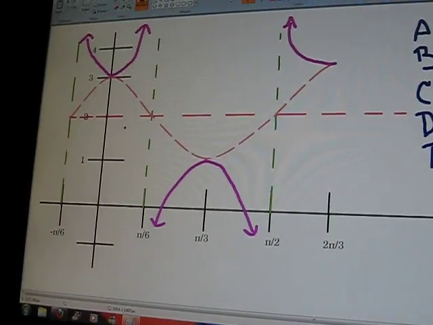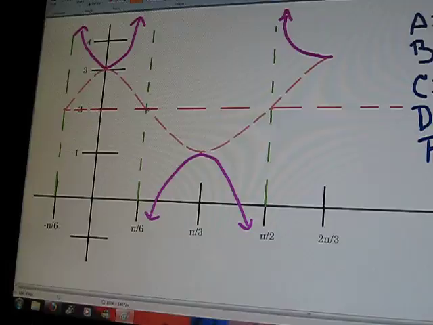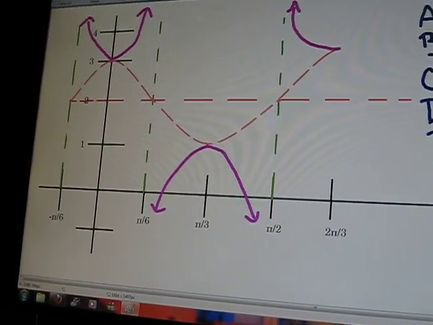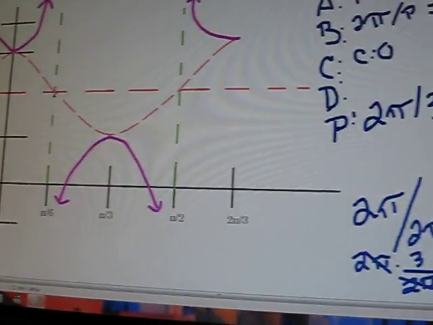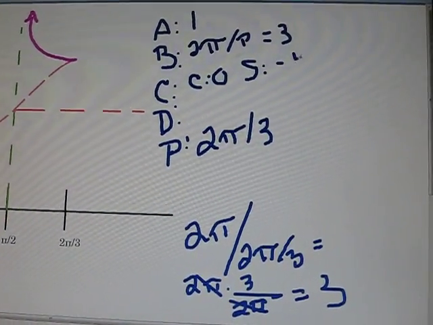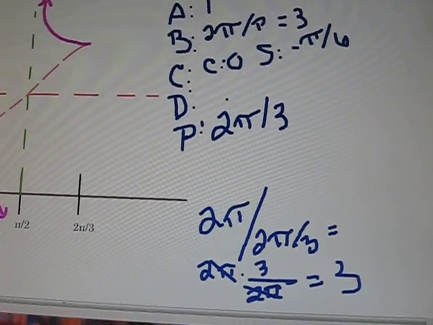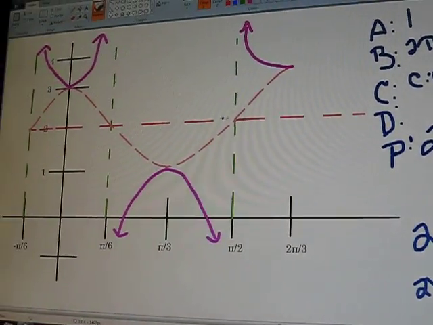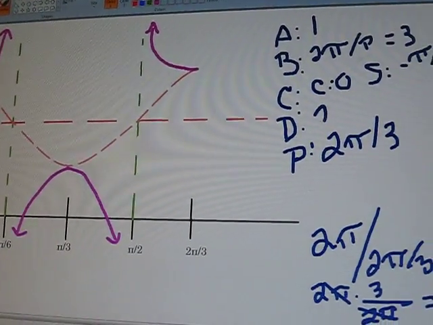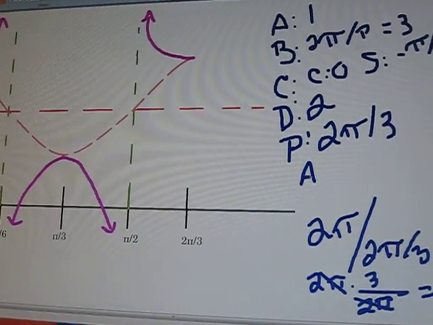Now for sine, since it starts down here, it's a horizontal shift of pi over 6, and since it goes to the right, it's positive. So for sine, c is pi over 6. Now D. D is where the line of origin is, which is at 2. Let's go with 2.